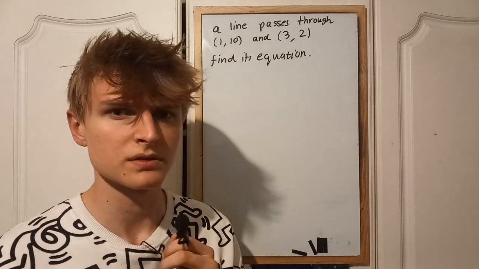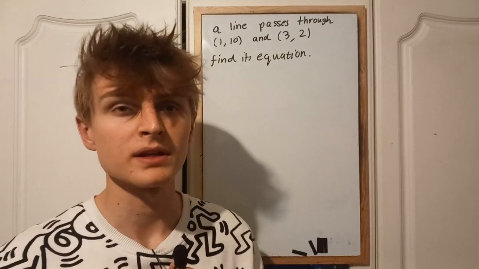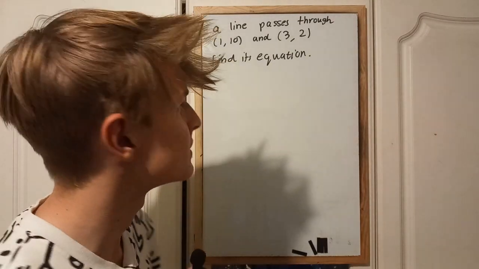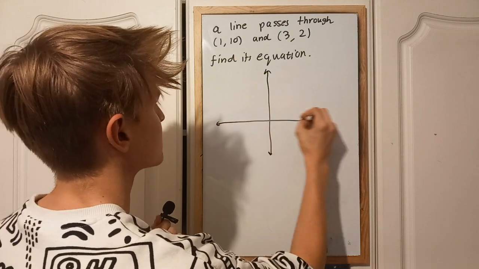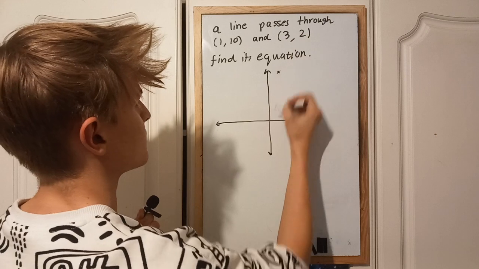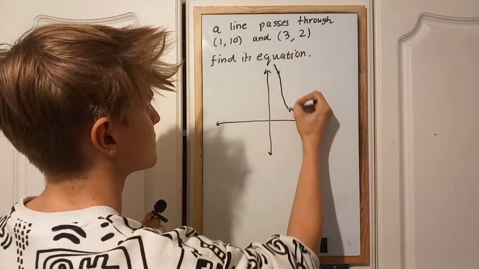But how are we going to find the gradient and the y-intercept? That seems quite difficult. Well, let's literally draw out this problem in the xy plane. Let's plot these points, get a feel for what our line looks like, and then we can find out. Anyway, so let's do that. So if we just draw a nice little x and y axes, point 1, 10, that's going to be 1, 10 all the way up here, and 3, 2 is going to be like that. So our line looks something like this.